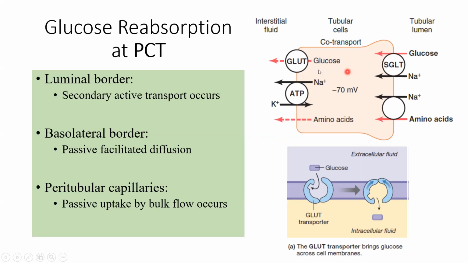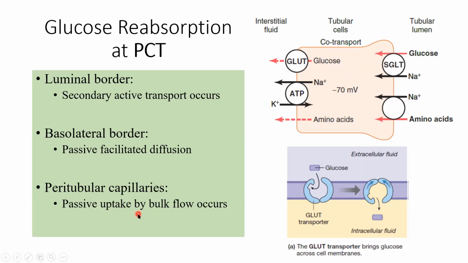Once inside the cell, the glucose then basically crosses the basolateral border by passive facilitated diffusion. So these are GLUT transporters, glucose transporters, GLU for glucose, T for transporter, and lots of GLUT transporters at the basolateral border, which then help glucose come out of the cell into the interstitium. And while in the interstitium, it is then picked up by capillaries via passive bulk uptake.